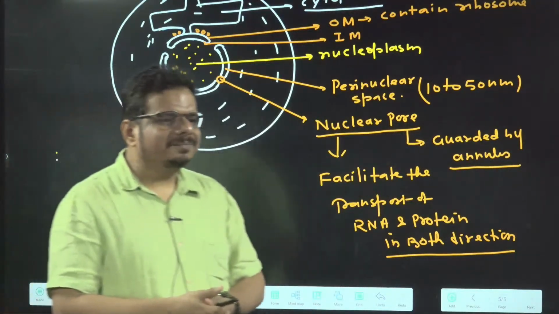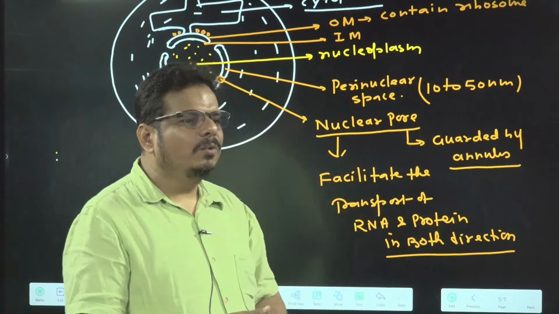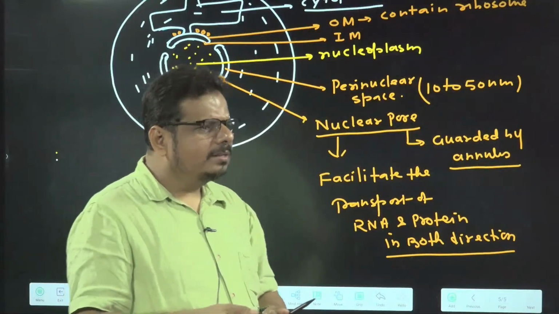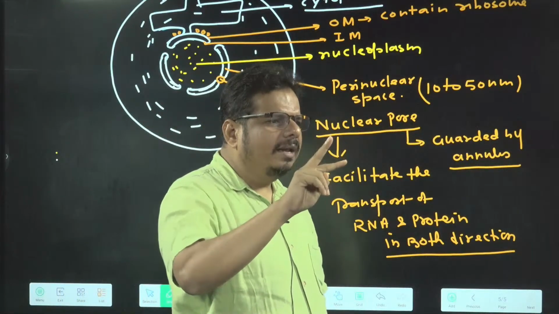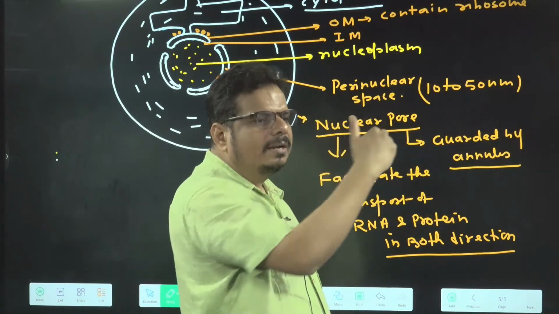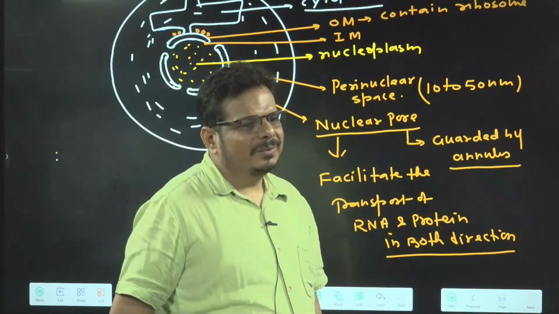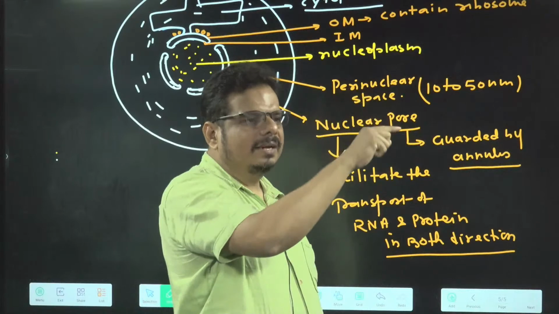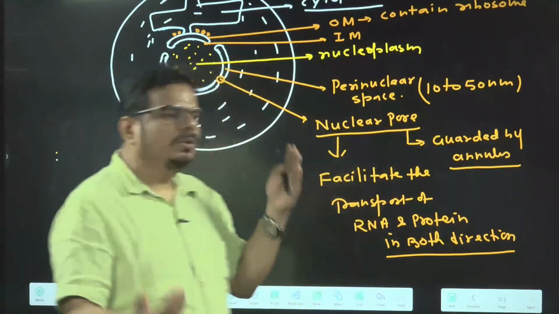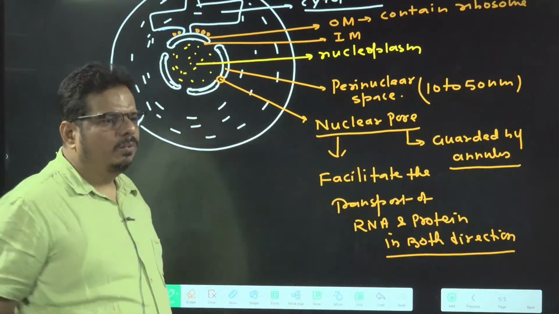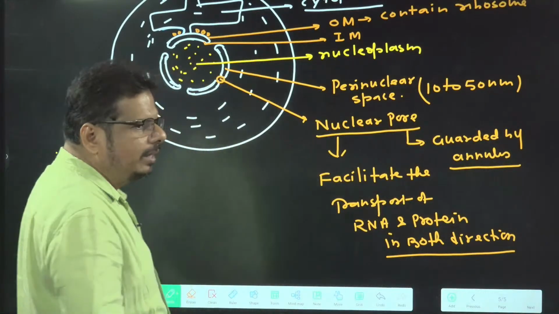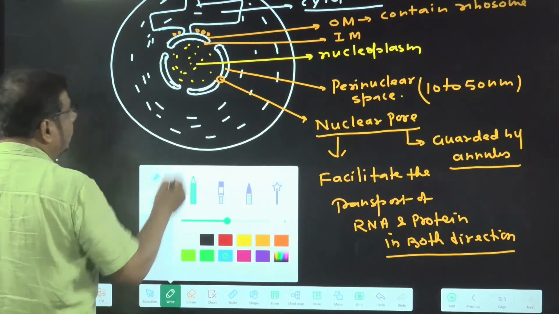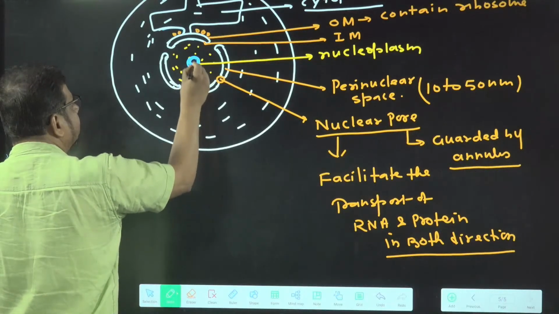Now, ribosome formation occurs in the nucleolus. I will tell about it. For the nucleolus, how many components does a ribosome have? RNA and protein both. So they also enter the nucleus, right? For formation of ribosome, even protein goes inside, otherwise how will the ribosome form? So RNA and protein move in both directions through these nuclear pores.